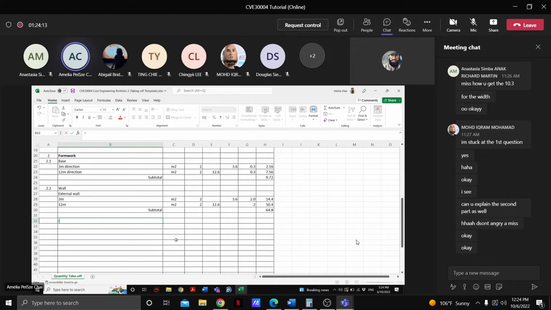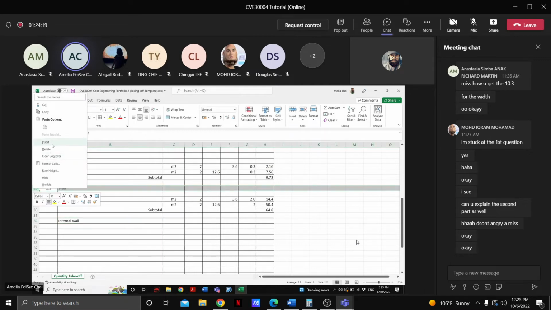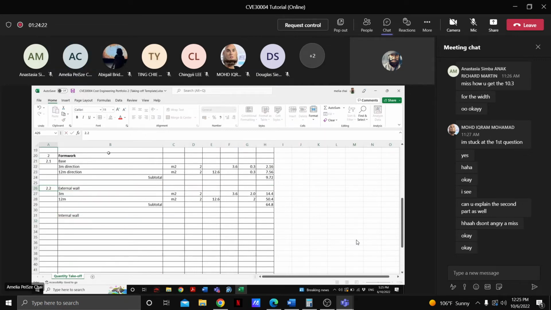Then you have internal. And just delete this. So the difference here is only 3, 2, 2, 2. Okay. So your total formwork equals this plus this plus this.